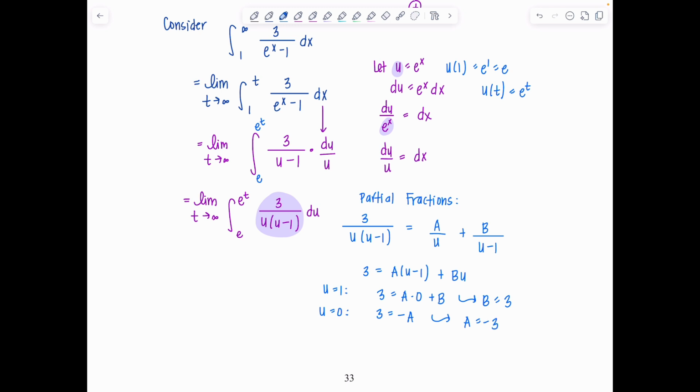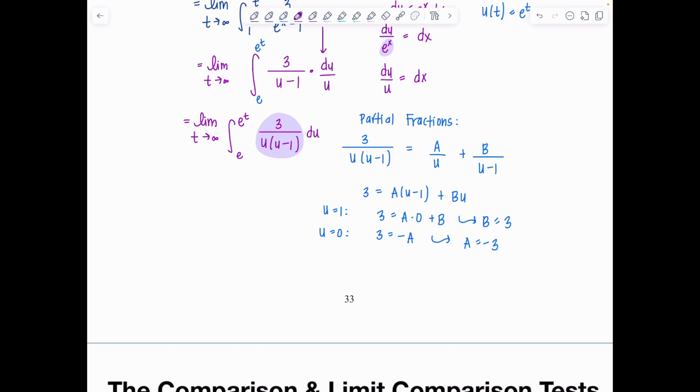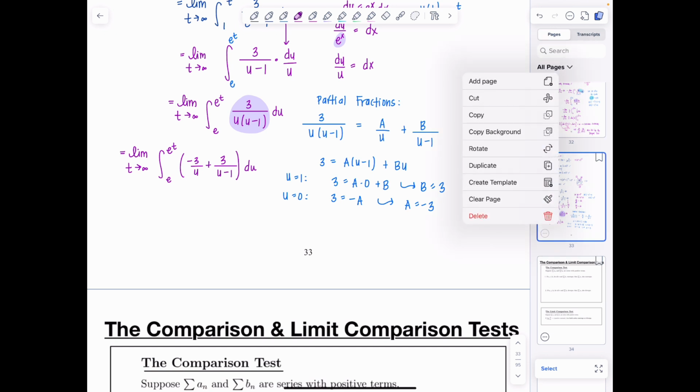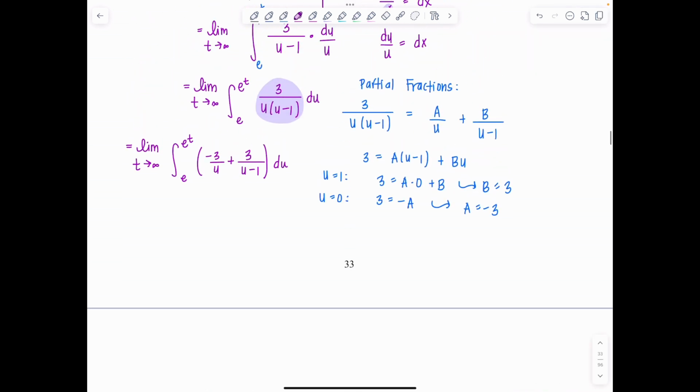And then we should be good to go. So now we have the limit as t goes to infinity of the integral from e to t of negative 3 over u plus 3 over u minus 1 du, since A is negative 3 and B is 3. Let me add a page. We're getting squished here.